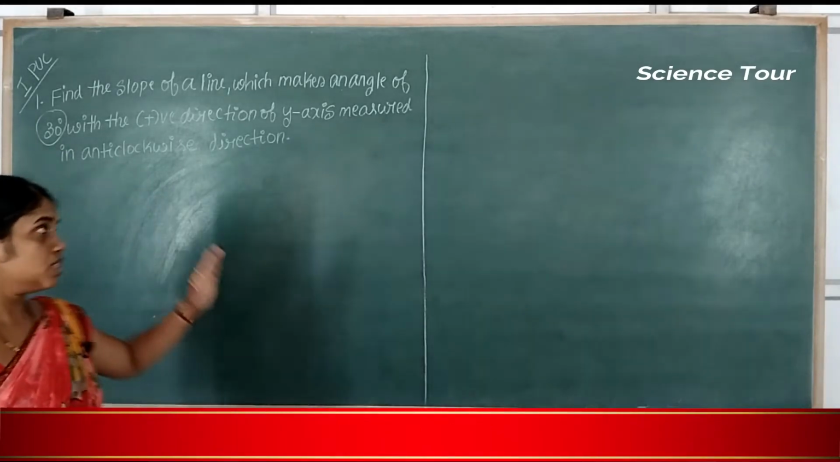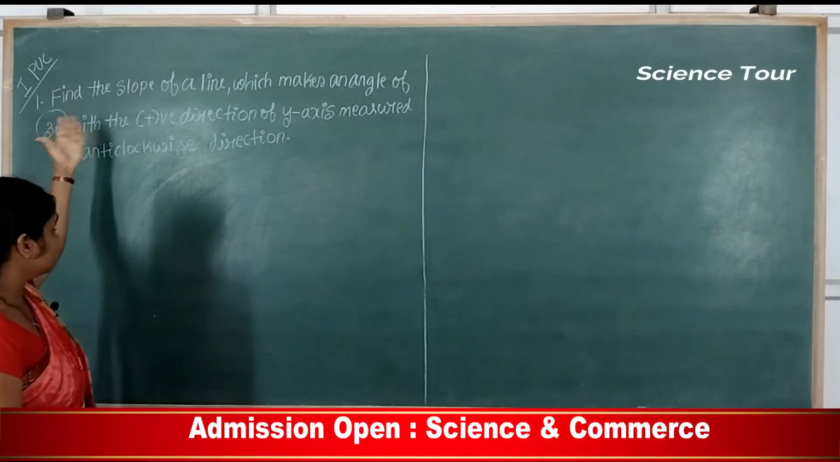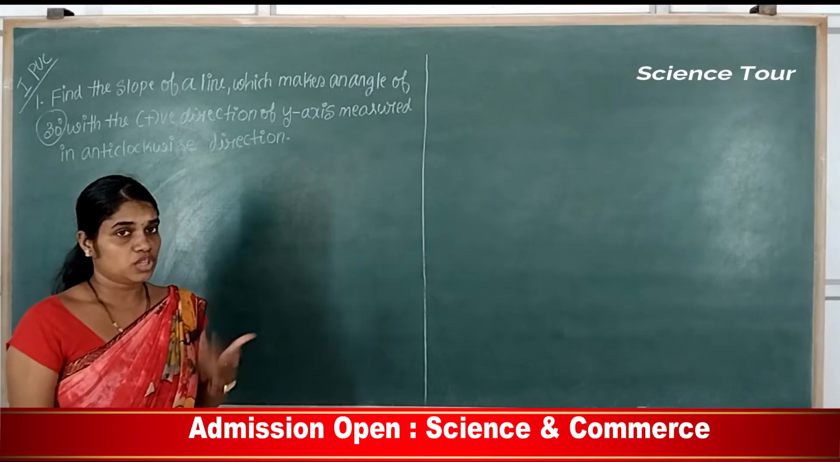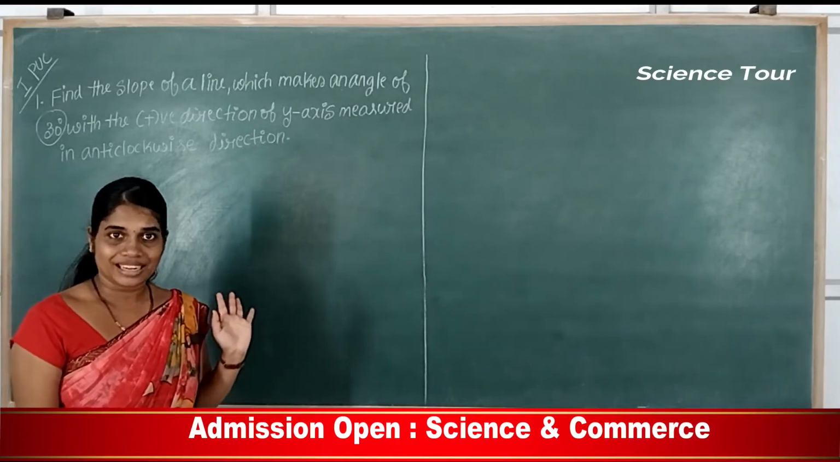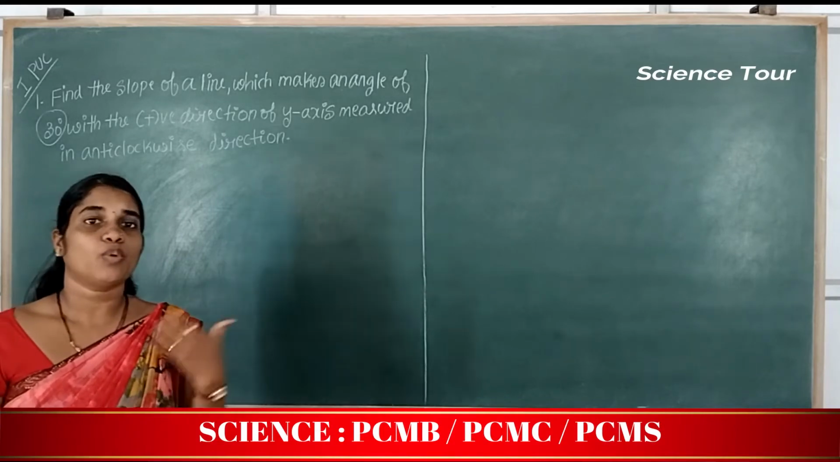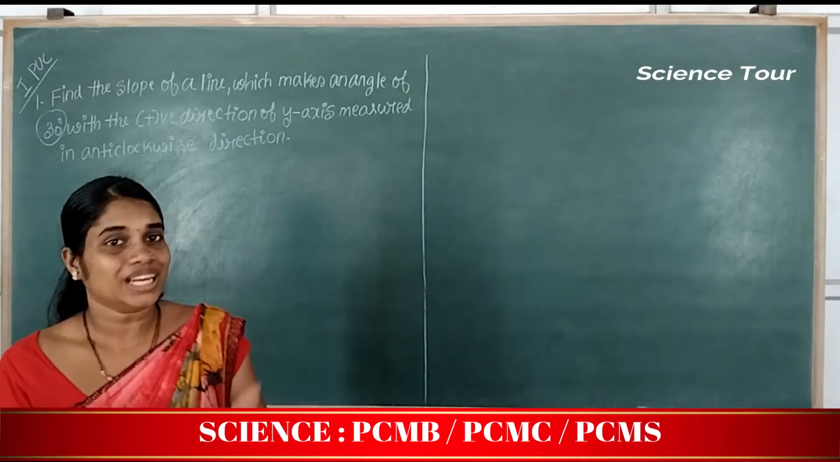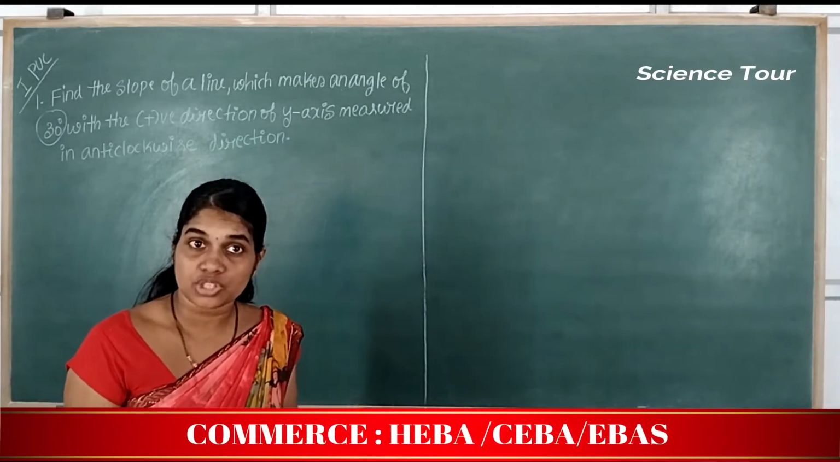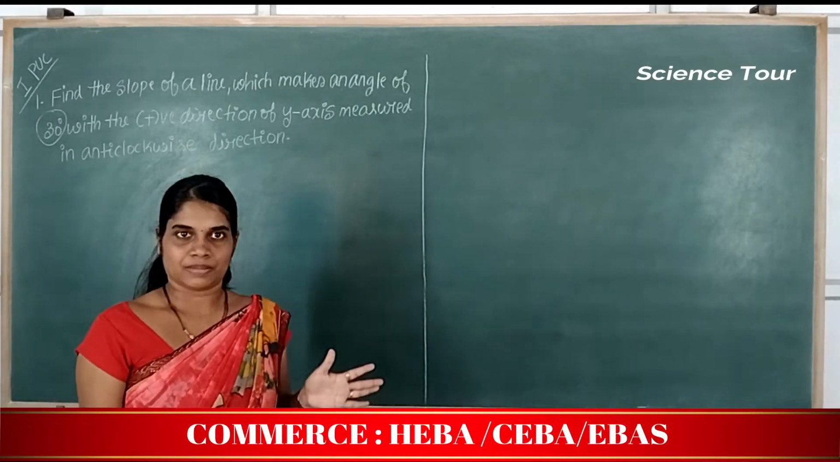Why? Because in the question it is given that 30 degree is created with the positive direction of y-axis. So therefore I cannot take it as inclination, isn't it? So first of all I have to calculate what is the inclination value. Inclination means the angle made by the line with the positive direction of x-axis, isn't it?